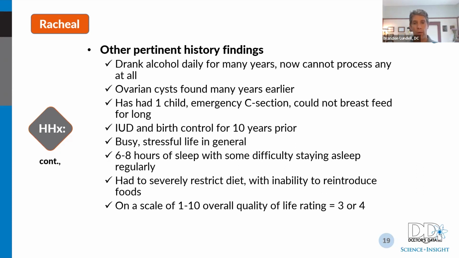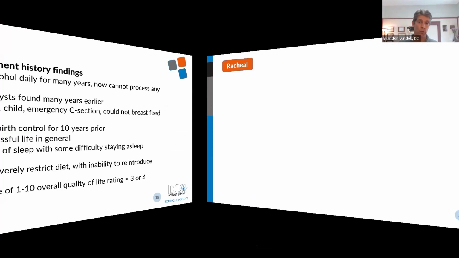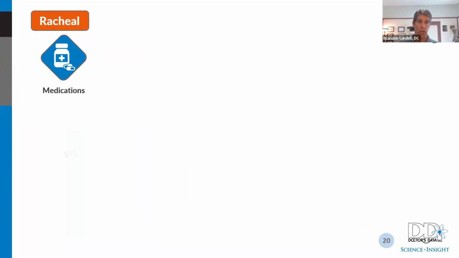And on a scale of 1 to 10, her overall quality of life rating was about a 3 or a 4. I don't know about you, but I don't want to go through life with a 3 or a 4. That's not a very good quality of life. So that's what we do, right? We help increase quality of life by getting to the real issues in people's physiology.